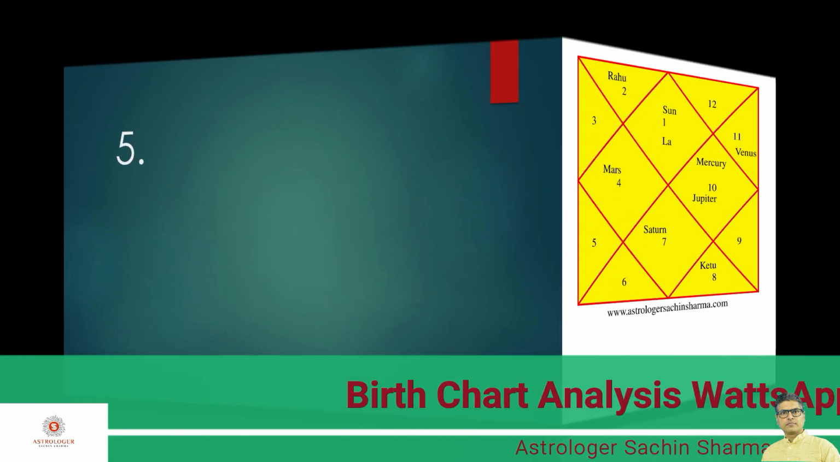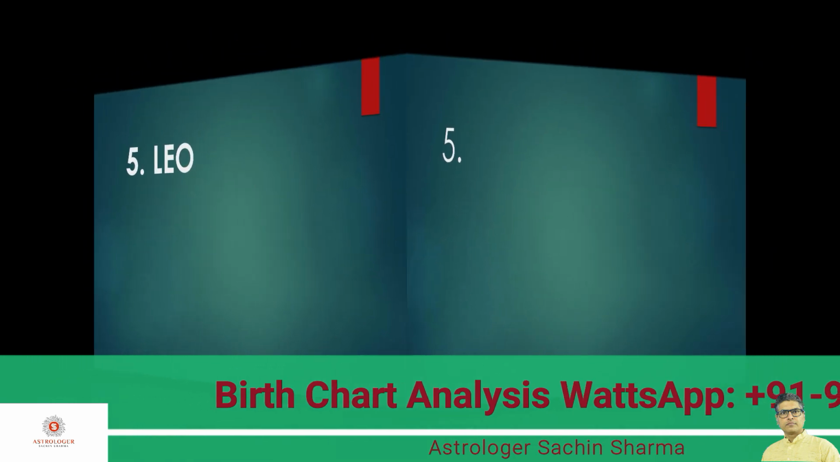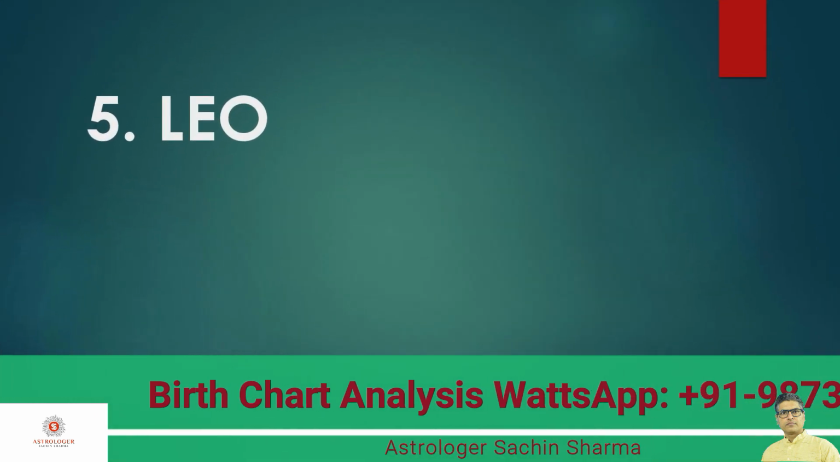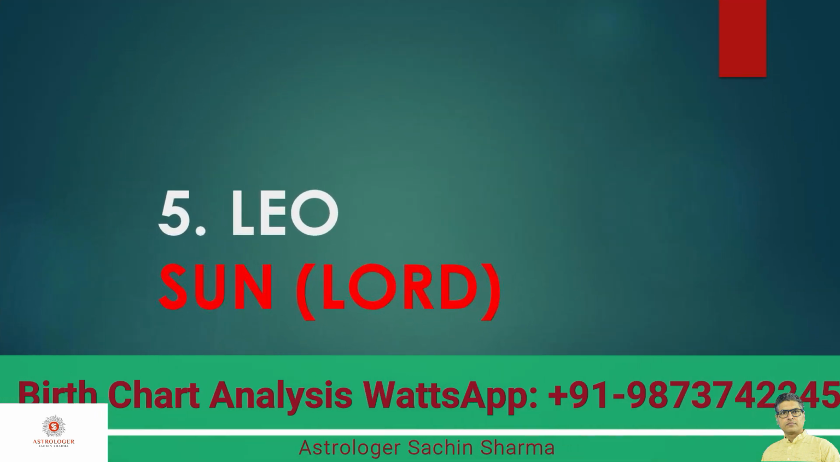If number 5 is written, that means the sign of that house is Leo and Leo belongs to Sun. So that house lord is Sun.